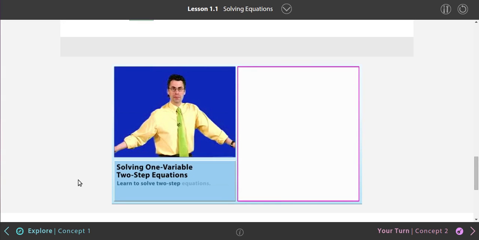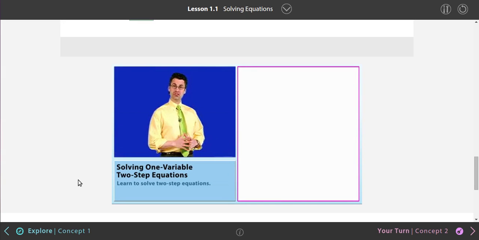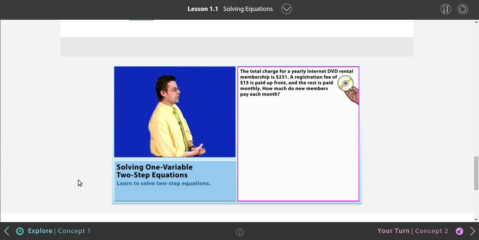Let's take a look at a real-world application where we can actually see two-step equations all around us. So the total charge for a yearly Internet DVD rental membership is $231. A registration fee of $15 is paid up front, and the rest is paid monthly. How much do new members pay each month?